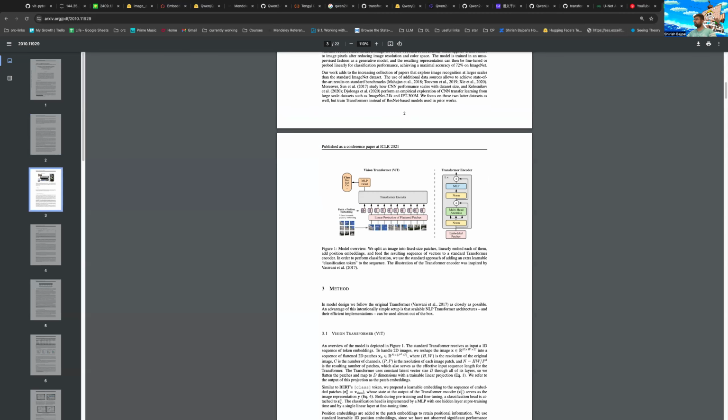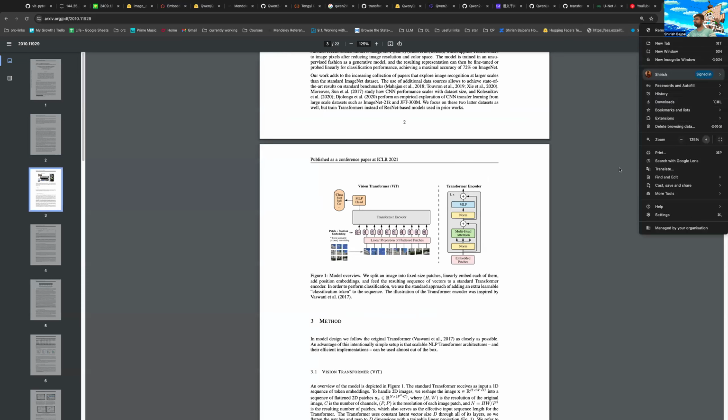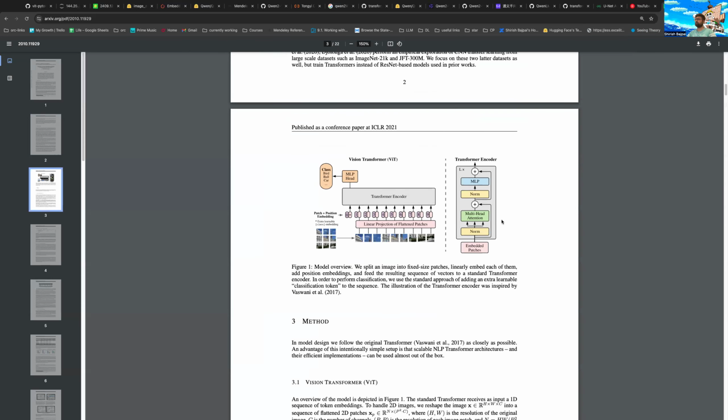So here is the Vision Transformer. The input will be an image, and the image will be split into patches. These patches will be arranged linearly and passed into a linear projection layer. I will go into the architecture in detail, but just to give you a high level idea.